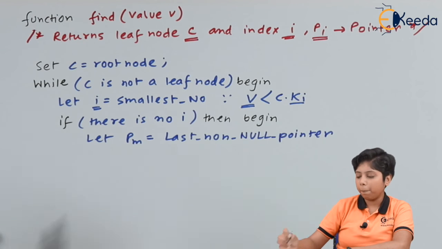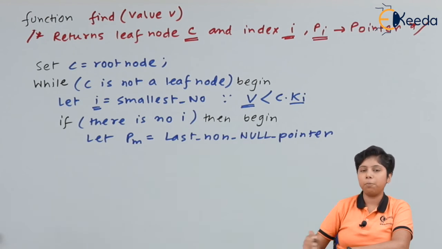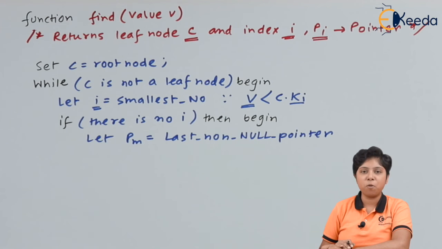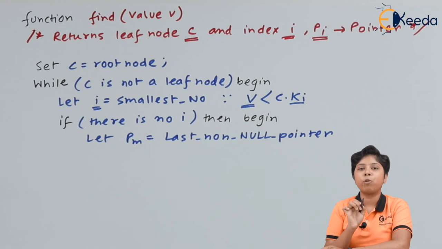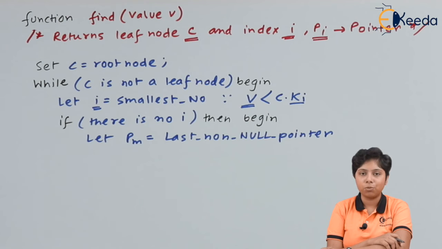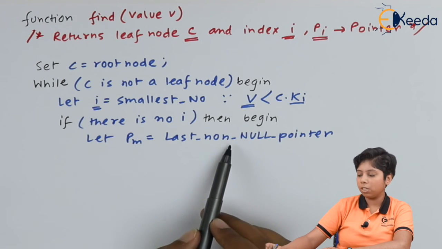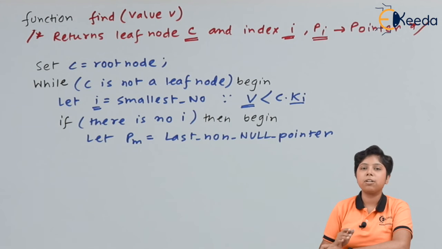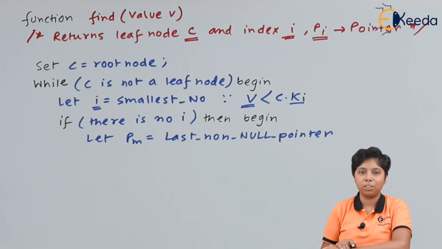Now we are considering Pm as the last non-null pointer. That means it is the m-th pointer. We can say that it is pointing to the m minus 1 node. We have already discussed in the structure of this B plus tree that if we are pointing to the m node, we can have m minus 1 pointers at most. So Pm belongs to the last non-null pointer, because the last pointer will obviously point to null.